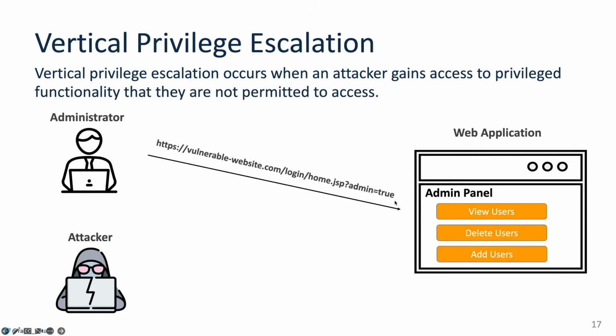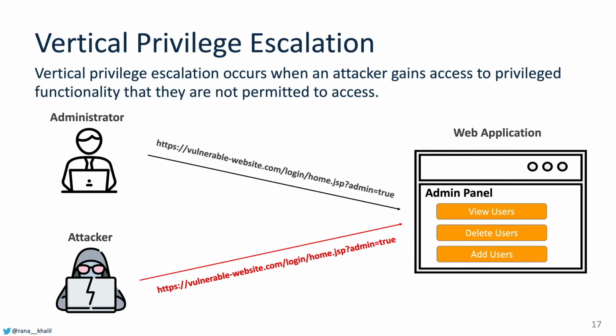Now, when you log into the application, the backend database recognizes that you're an administrator, and so it sets that parameter to true and then requests the admin panel page. Since the parameter is set to true, you can access the admin panel. Now, again, what could go wrong here? Well, as an attacker who has regular access to the application, I could just change the admin parameter from false to true and gain access to the admin panel.